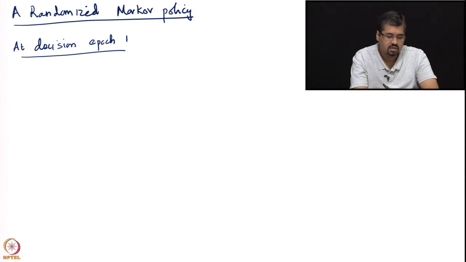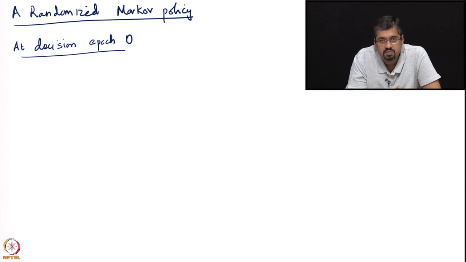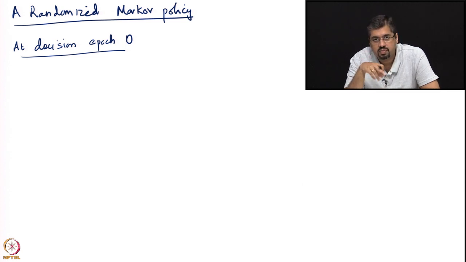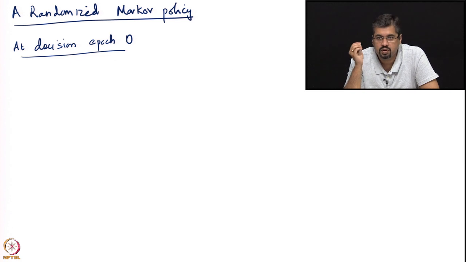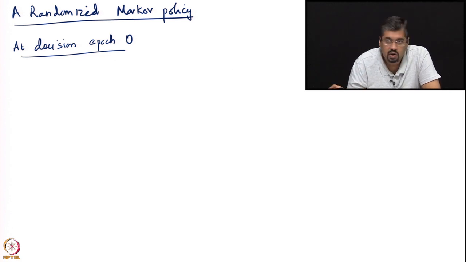At decision epoch 0 and at decision epoch 1, I need to specify what exactly my policy, or my decision rule, is going to be doing. So this is now a randomized Markov policy. It will take as argument the state that you are in, and it will produce as its output a probability distribution on the set of actions, in such a way that it respects the constraints: only the actions that are available can get positive probability. Okay. So, here is one potential randomized Markov policy.